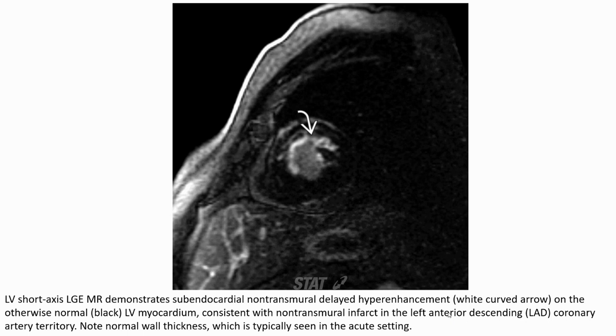These left ventricle short axis late gadolinium enhanced images all demonstrate subendocardial non-transmural delayed hyperenhancement (curved arrow) with undivided normal black left ventricle myocardium, consistent with non-transmural infarct in the left anterior descending coronary artery territory, with normal wall thickness, which is typically seen in the acute setting.